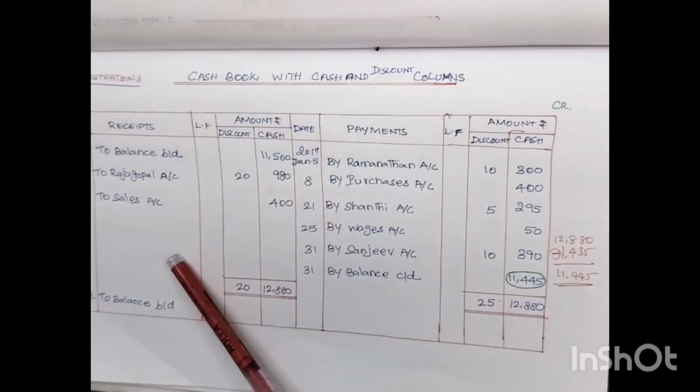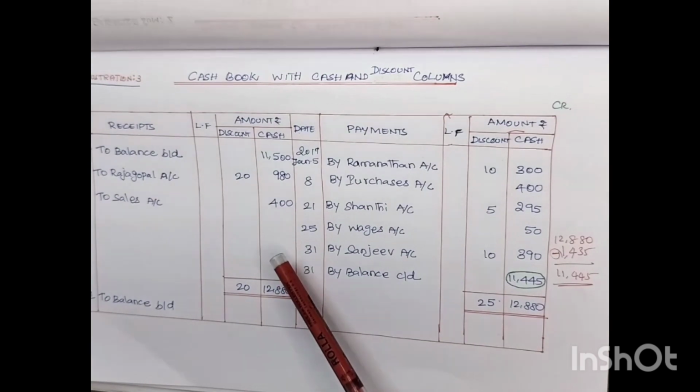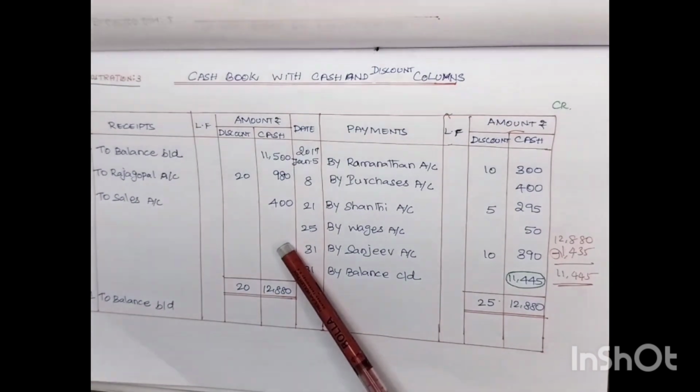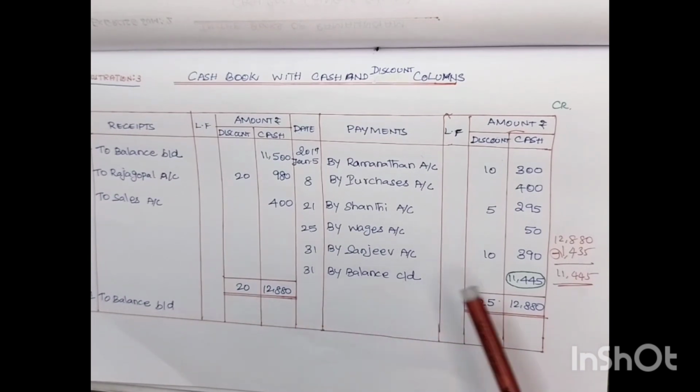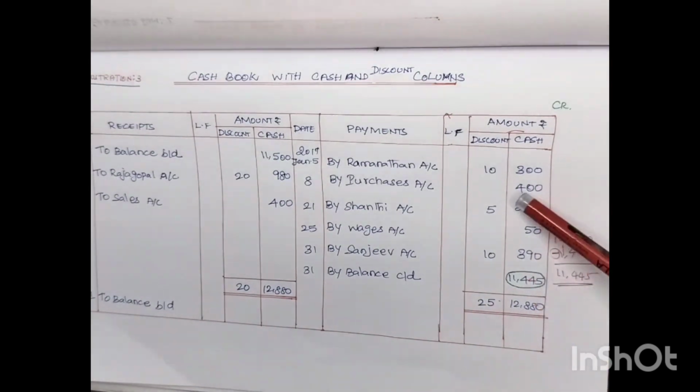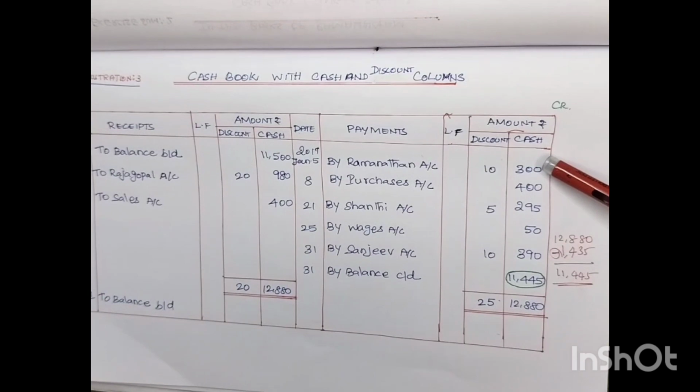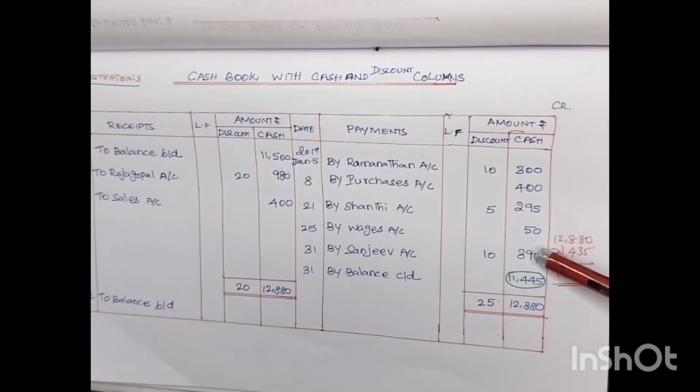Then come to the receipt side cash total. The debit side always has the higher value. How many rupees? 12,880 rupees. The same amount you have to enter on both sides as the total. So we totaled 12,880 on both sides. Then you have to find the difference. The lesser value, from the credit side, is 1,435 rupees.